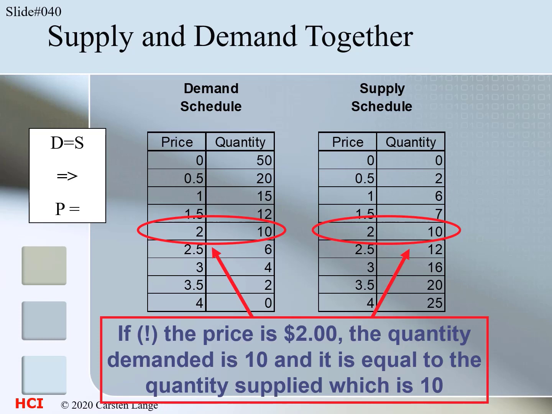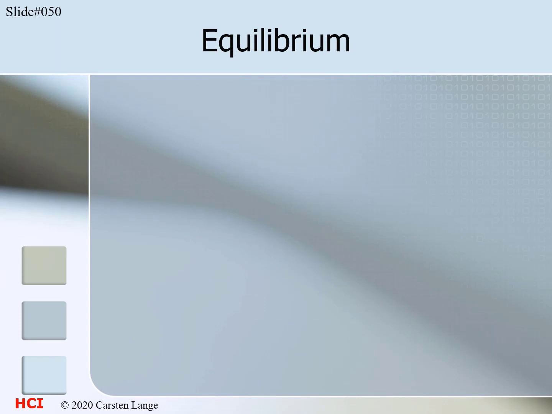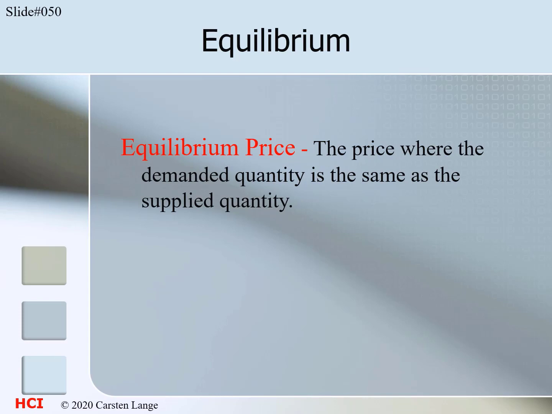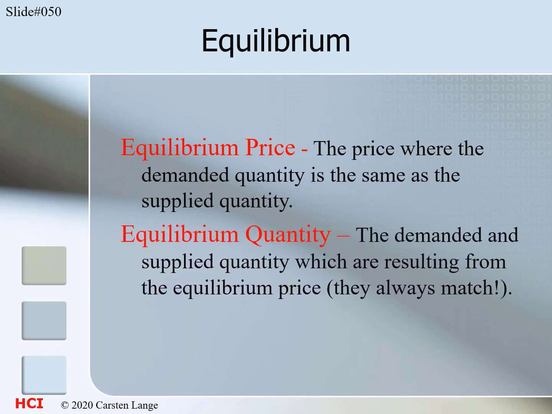We don't have to say if it is the demanded or supplied quantity, because if we have an equilibrium price, the demanded quantity and the supplied quantity are equal by definition. Because the definitions of equilibrium price and equilibrium quantity are extremely important in what follows, here are the definitions in writing again. The equilibrium price is where the demanded quantity is the same as the supplied quantity. The equilibrium quantity is the demanded and supplied quantity which result from the equilibrium price. Don't forget, by definition, they always match.